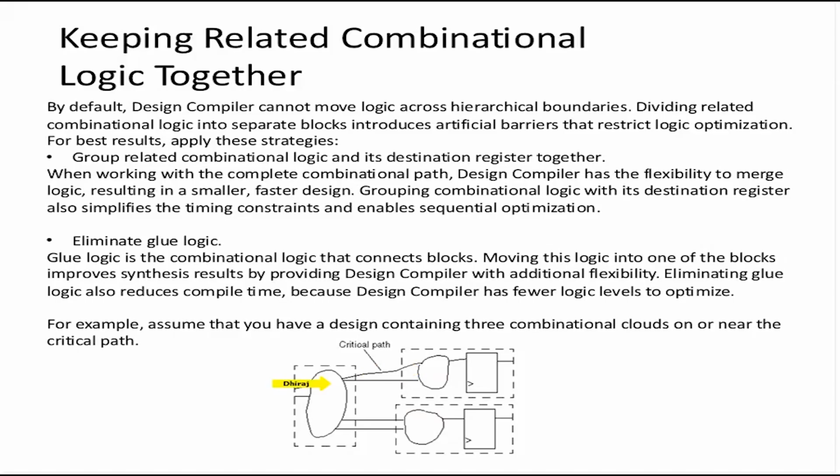So there is a big combination cloud. Again, there is a big combination cloud. Now here, design compiler can optimize within this and within this. But again, it can optimize either within this or within this. Now, if we make this into one boundary, we combine all these together, then design compiler can optimize all three combination clouds together, and it definitely gives it more flexibility.